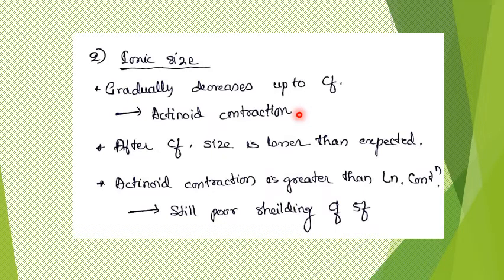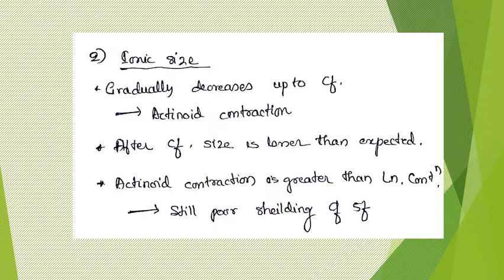The reason behind this is that 5f is being subsequently filled, and the actinoid contraction is greater than the lanthanoid contraction in magnitude, and therefore the 5f orbitals cause still poor shielding. That's the reason why the size in actinoids is decreasing. But the trend is not uniform. Up to say californium it is okay, then further the size is smaller than what we expected.